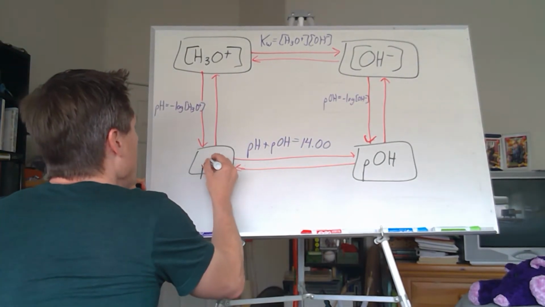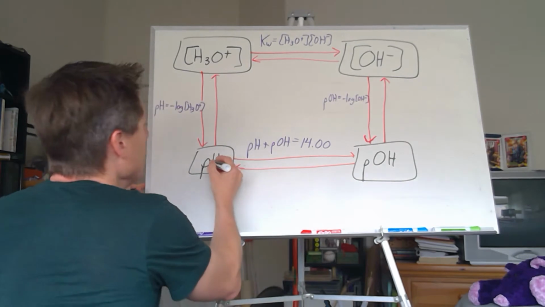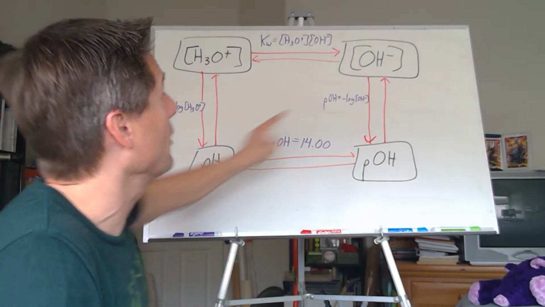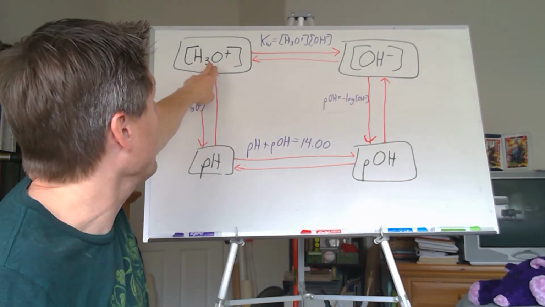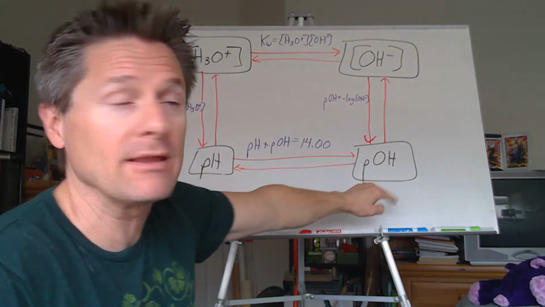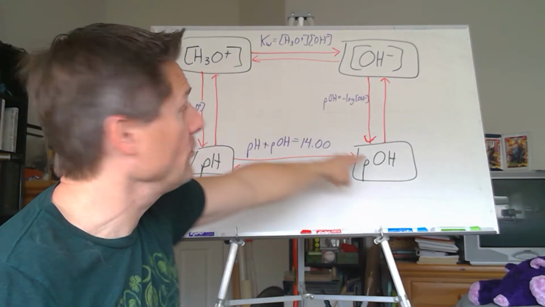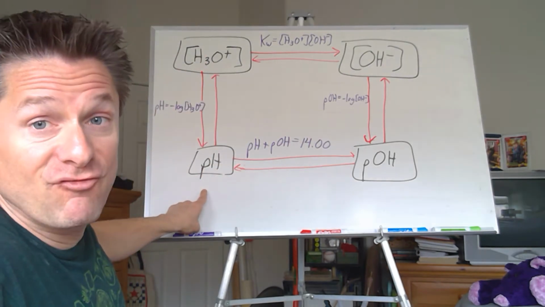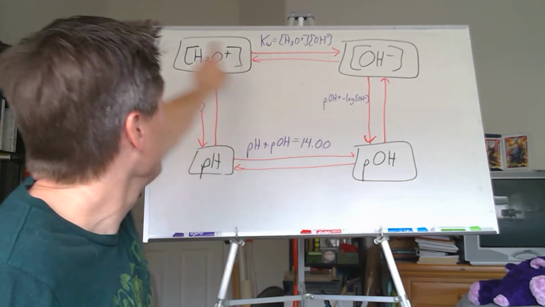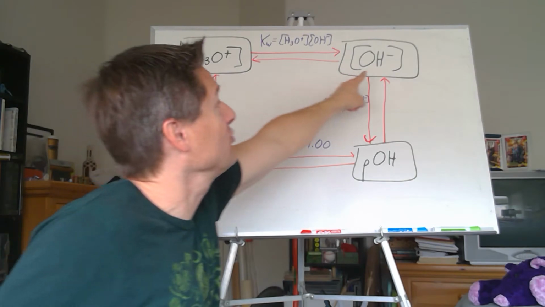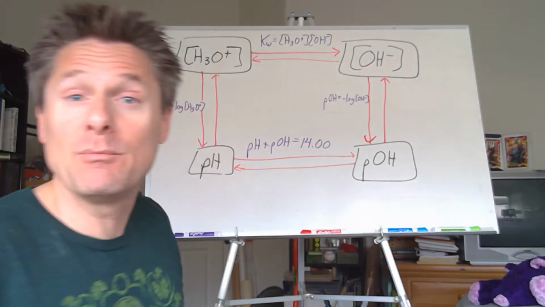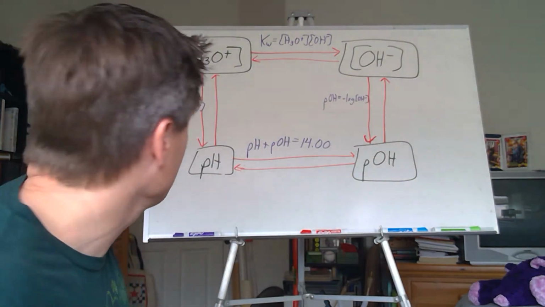So I can't go from pH to OH minus directly. I can't go hydronium ion to pOH directly. But if I have the hydronium ion concentration, I could go to pOH by going to pH first and then to pOH, or I could go from hydronium ion concentration to hydroxide ion concentration, then to pOH. I can go different directions if I want to.